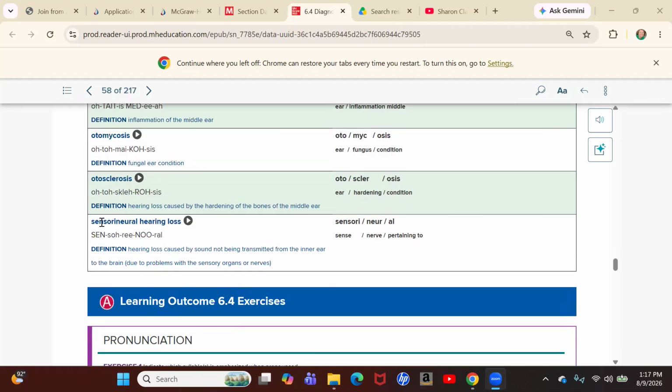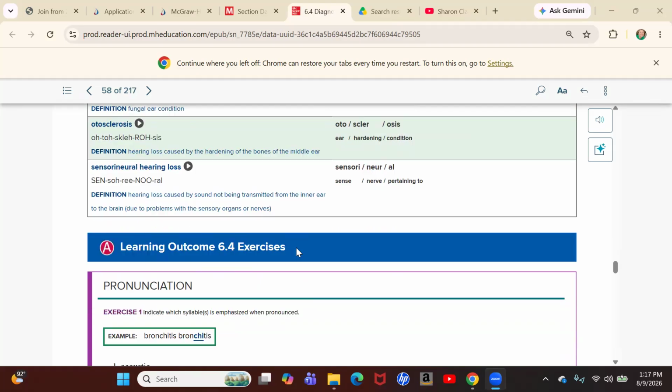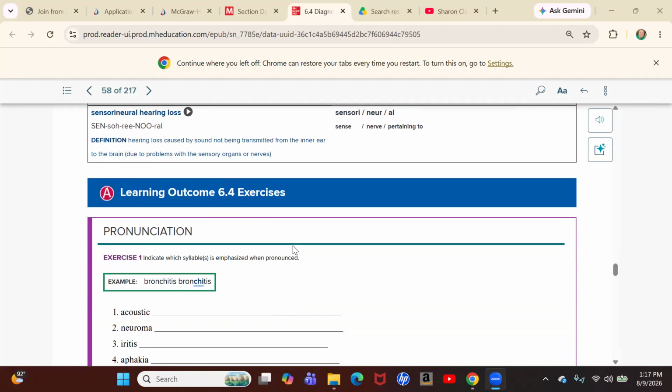And with a sensorineural hearing loss, that's where the sound waves are getting there, but the sound cannot be interpreted. So it has to do with the inner ear and the nerves related to the inner ear. And as always, your learning outcomes.